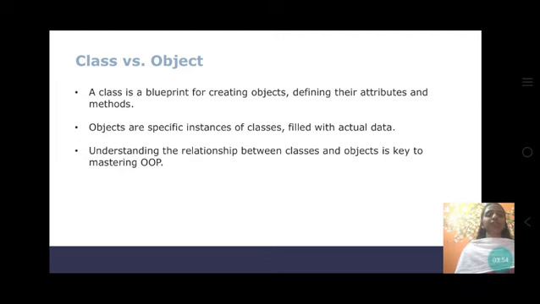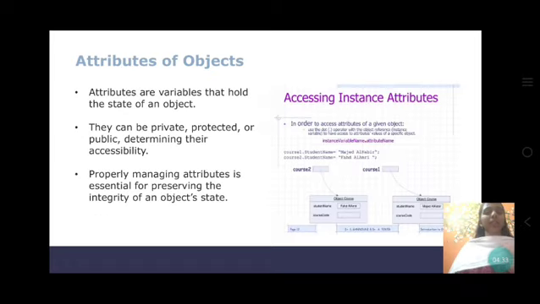Here it is a class. The class is the blueprint for creating objects. It defines the attributes and methods. Objects are specific instances of classes filled with actual data. Understanding the relationship between classes and objects makes programs easier to understand if we know classes and objects very clearly.